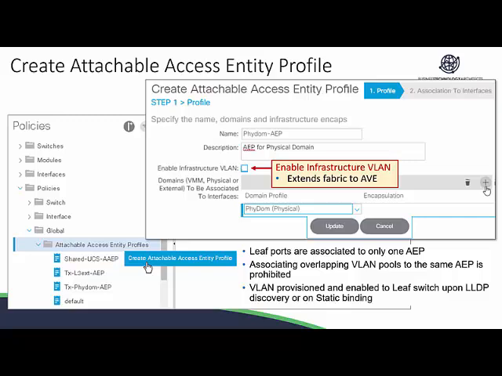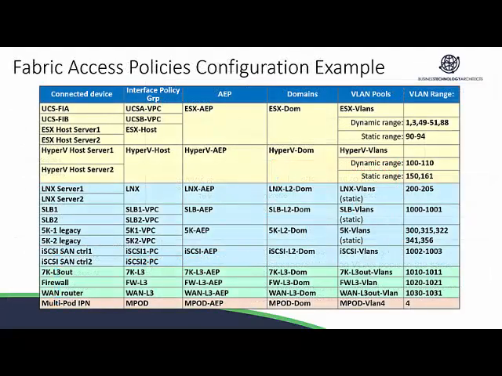Leaf ports are associated to only one AEP, so I can't have leaf ports on leaf 101, ports 1 and 2 have multiple AEPs. Associating overlapping VLAN pools to the same AEP is prohibited, remember, unless we turn on per port VLAN. VLAN is provisioned and enabled to the leaf switch upon LLDP discovery or on static binding. So here are the fabric access policies configuration examples. I'll just let you take a look at that, but you can actually see that we have multiple AEPs and policy groups for connected devices, domains, VLAN pools, and VLAN range.